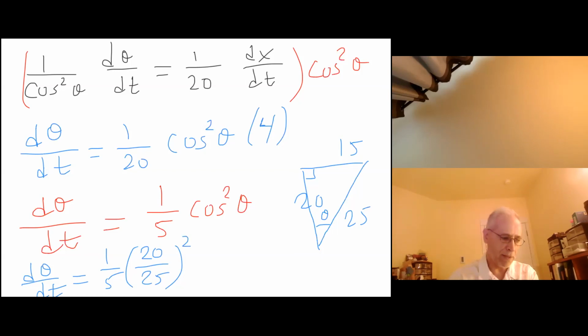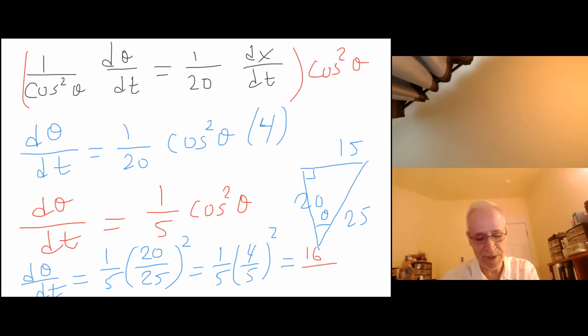Okay. And now I have to simplify this. This gives me 1/5. In the parentheses, I have 4/5 to the second power. So this gives me 4 squared is 16, divided by 5 squared is 25, times 5 is 125. And that's our answer, 16/125 radians per second.